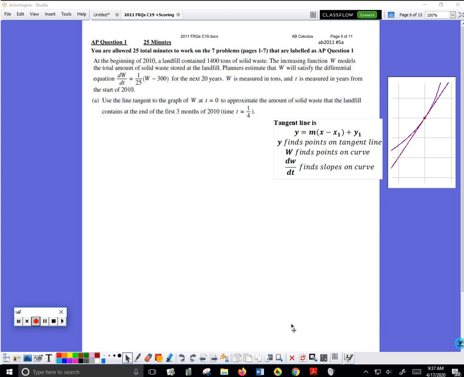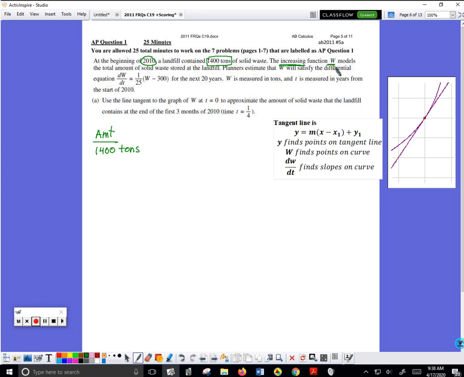Okay, the beginning of 2010, that year is probably important. Landfill contains 1,400 tons. That's an amount. Units get points often, so of solid waste. Who cares what it is? 1,400 tons of something. The increasing, that's going to be key.